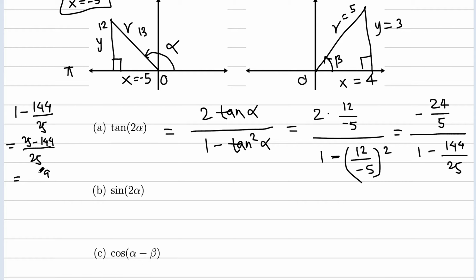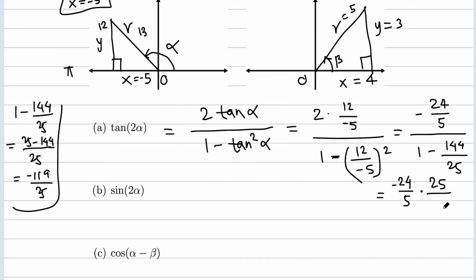Okay, 3, 1, 1, 119. And this is negative over 25. Okay, this one is on the top we have negative 24 over 5 divided by this, which is negative 119 over 25. I'm gonna write down this division into multiplication. That means I flip this fraction.